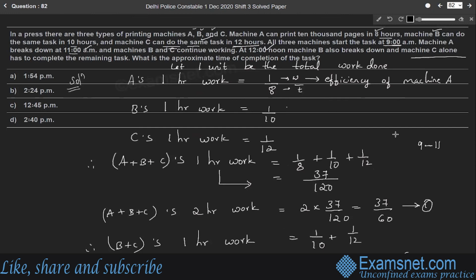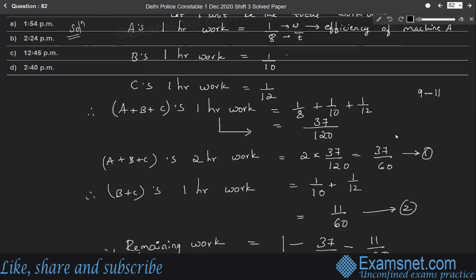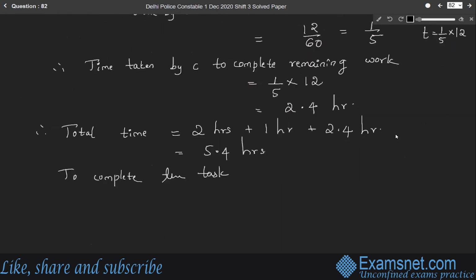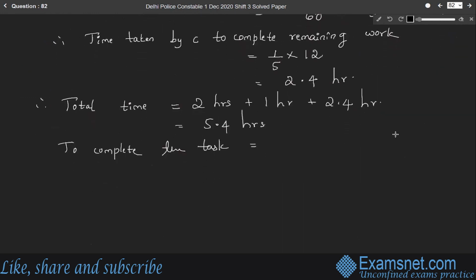So what is the approximate time of completion of the task? Approximate time of the completion of the task is, so here, 9 plus 5.4 hours, which is 14.4, which is equal to 2.4, that is 2.4 p.m.